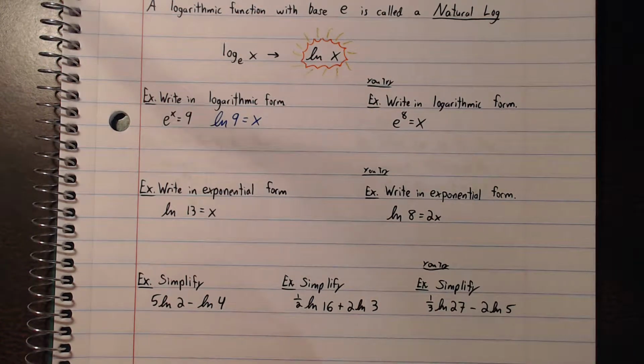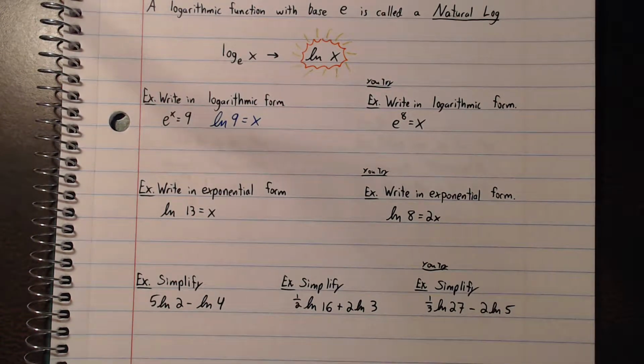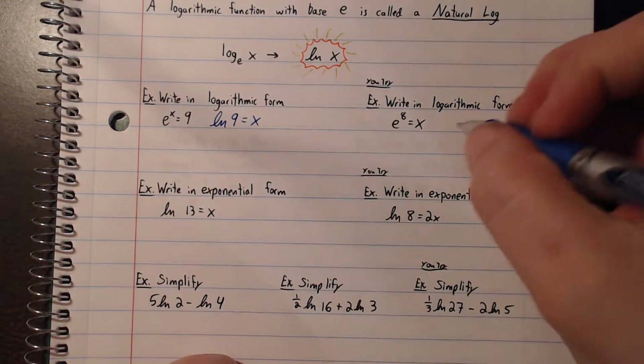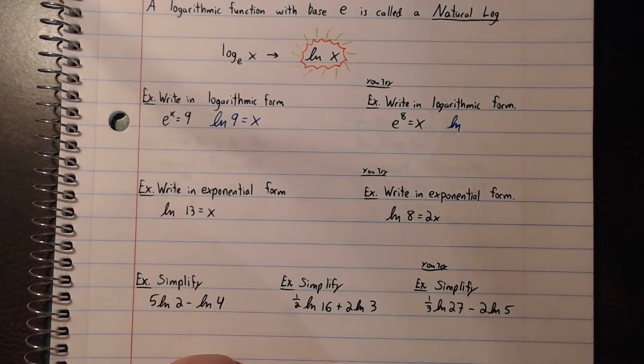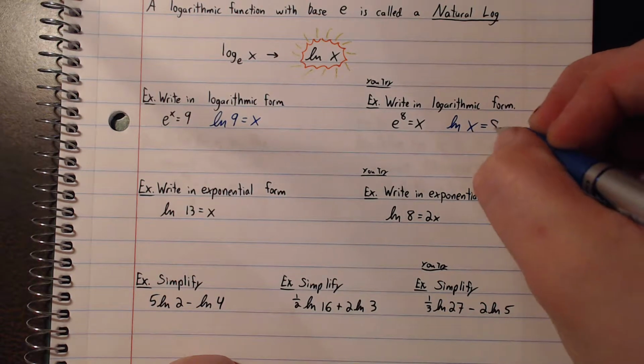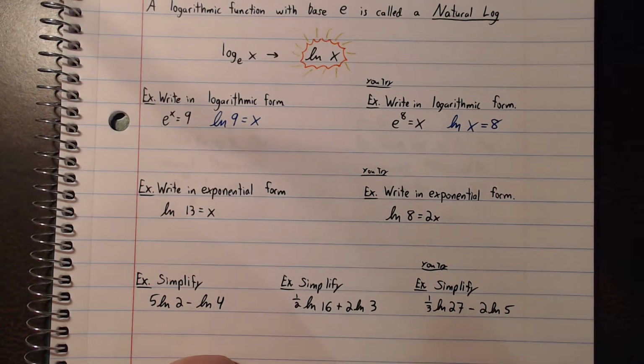So here's one for you to try. You hopefully pause the video for this, right? We want to change our base, so we have ln here, and we're going to switch the x and the 8. So ln of x equals 8.